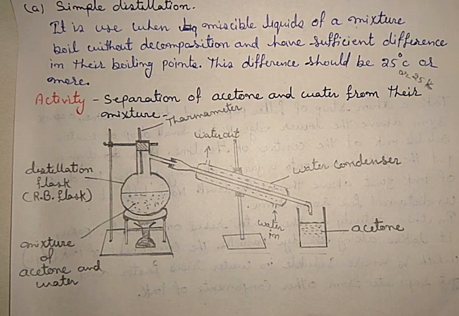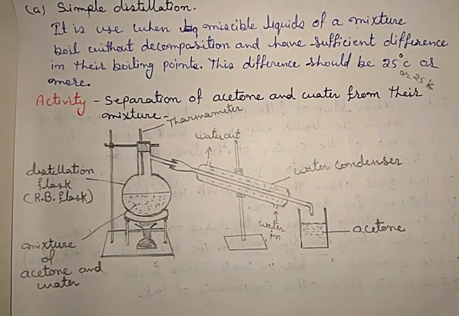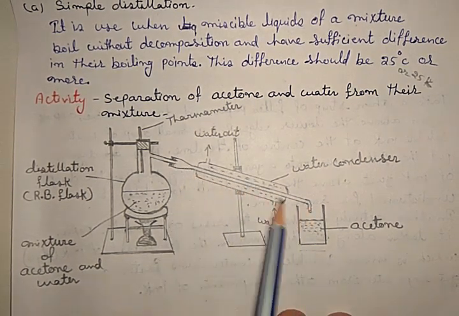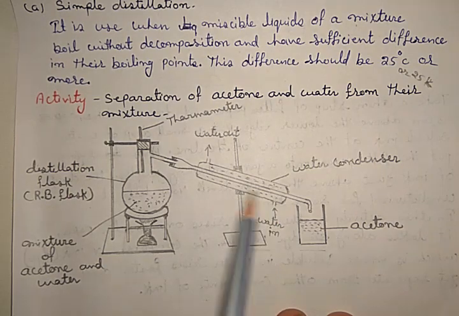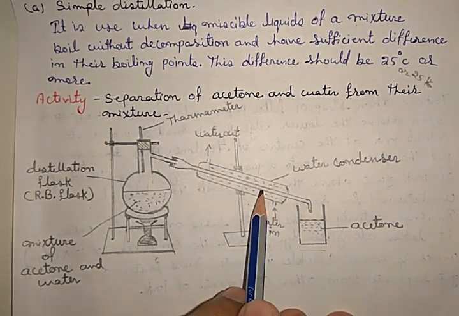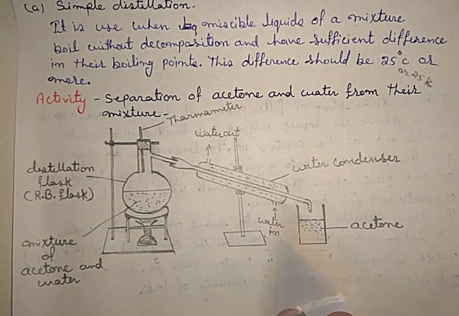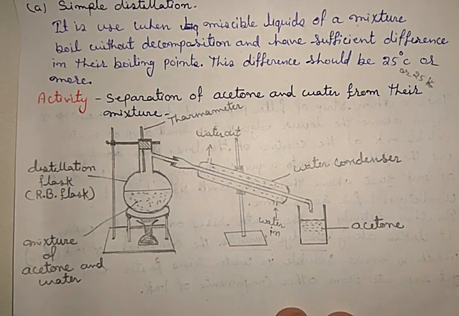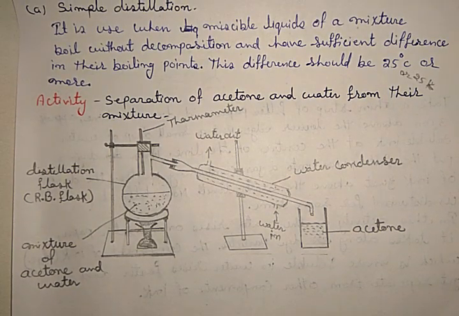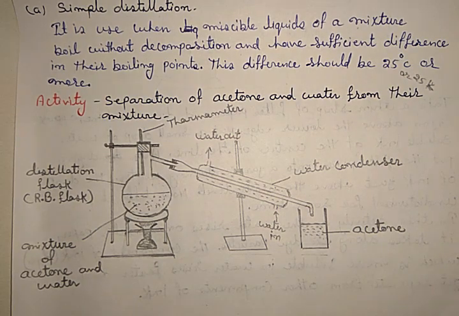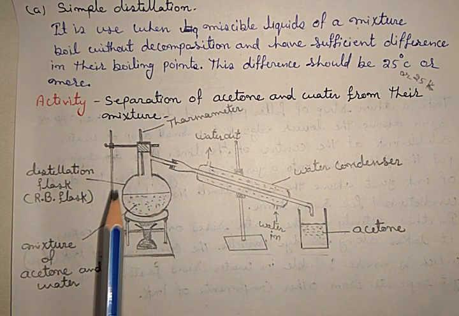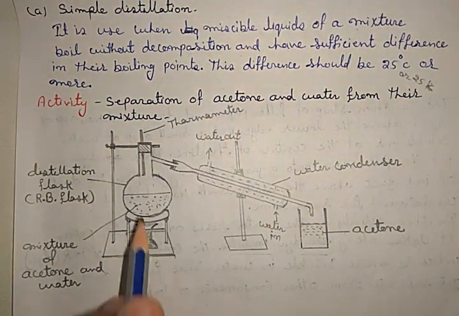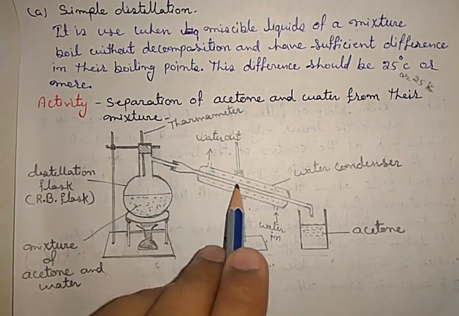This water condenser has a jacket through which the pipe passes. In the jacket, water flows continuously, which keeps it cool, so that the gas which comes here easily condenses into liquid form. Got it? Now there is also a thermometer to measure the temperature of the gas which is passing through this.